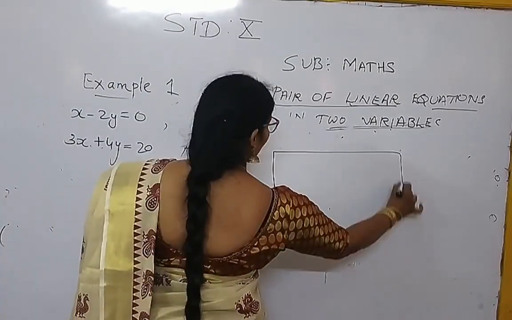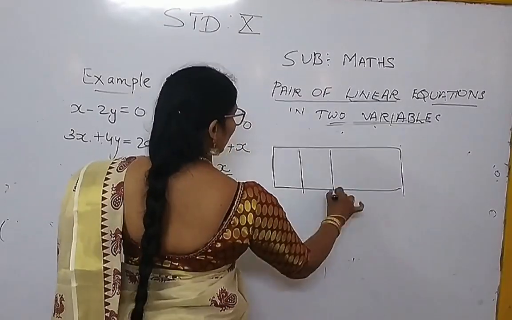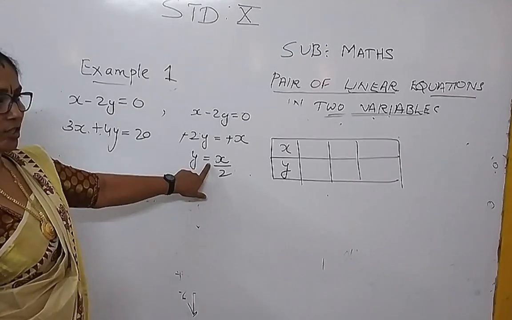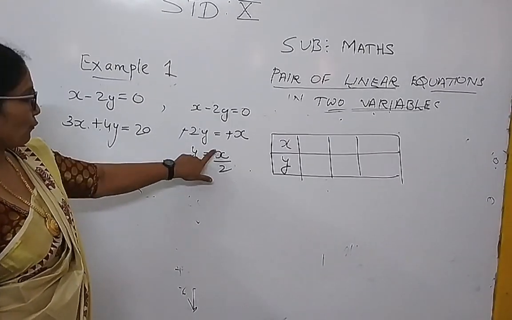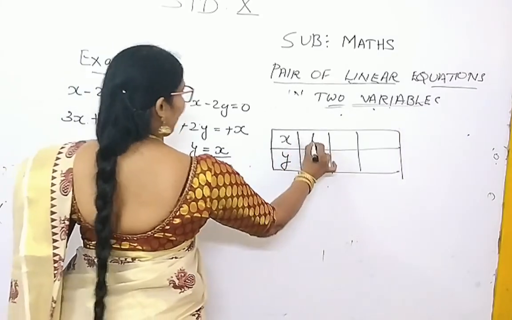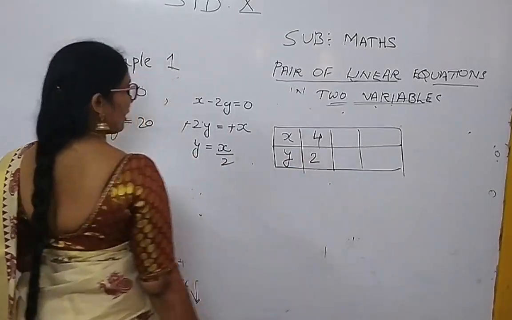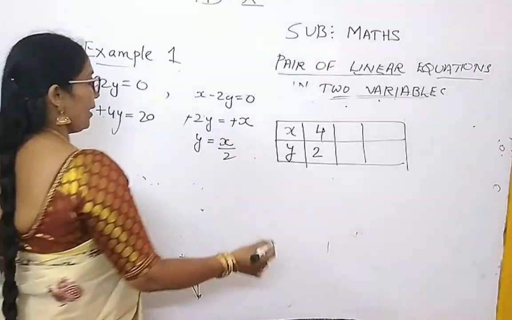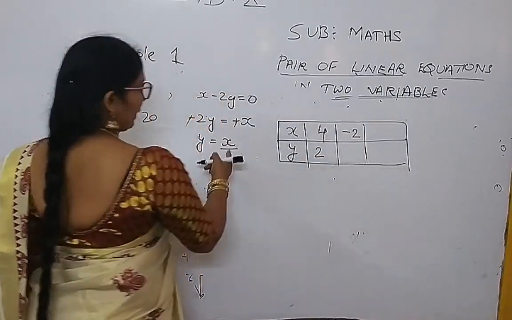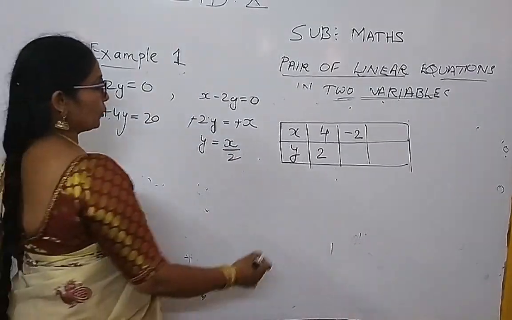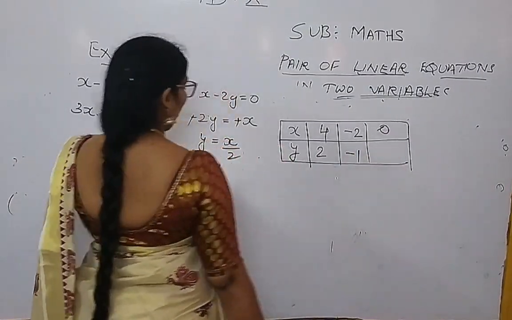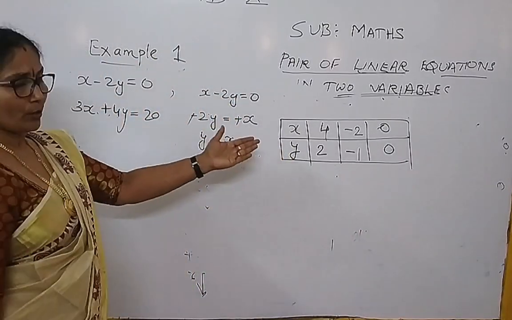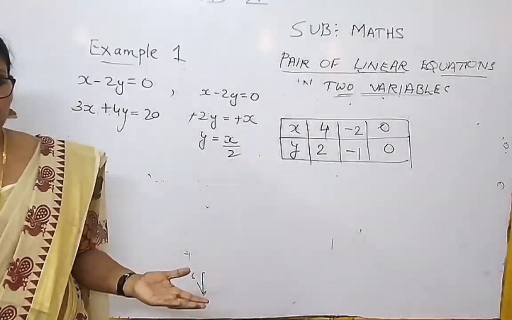Let us take some of the solutions for this. I will write x and y. Suppose I write x is equal to 4, then y will be 4 upon 2, which is equal to 2. Next, if I take minus 2, it will come minus 2 upon 2, which is equal to minus 1. If I put 0, 0 by 2, y also comes as 0. That means I have written only 3 solutions. You can write so many solutions.